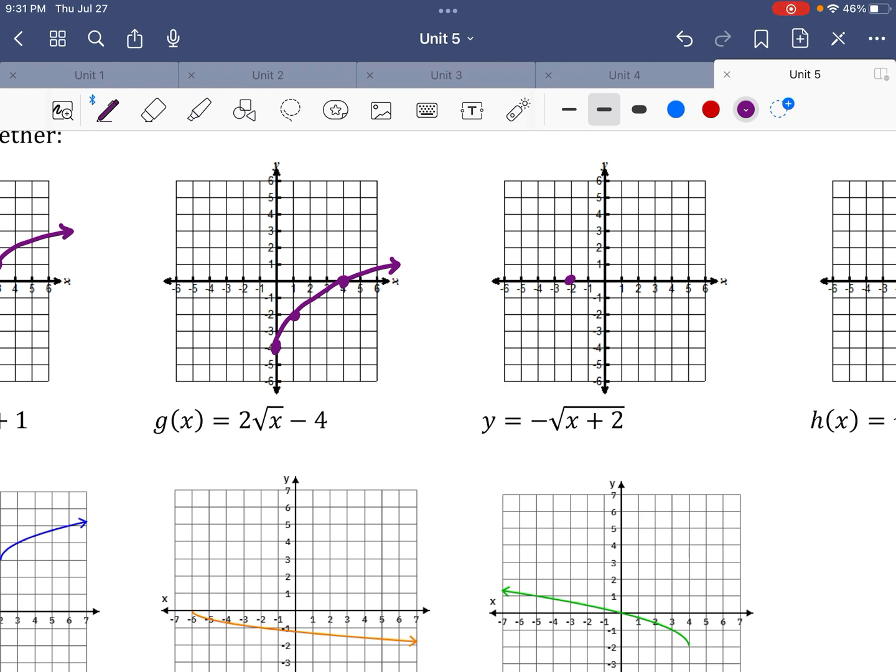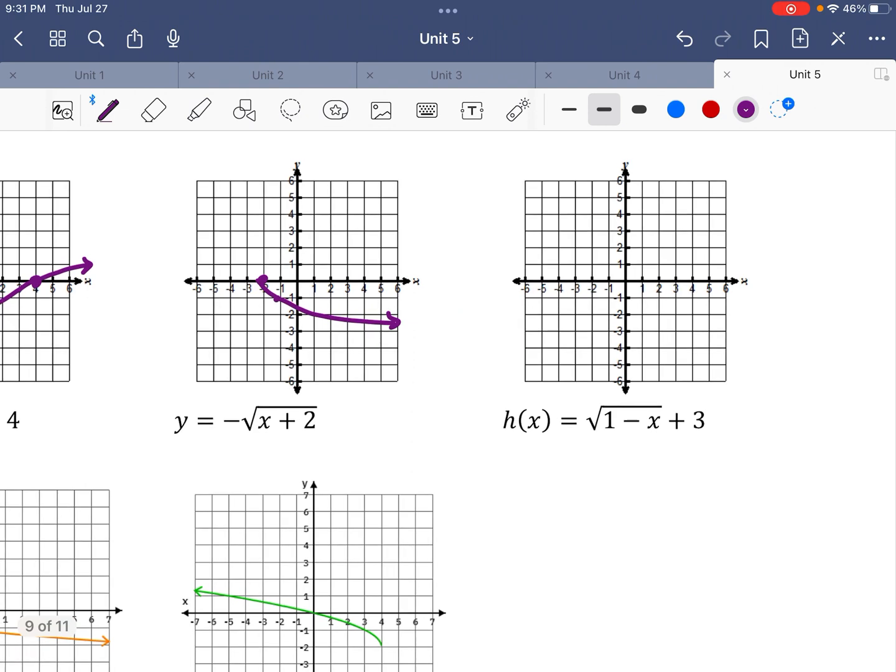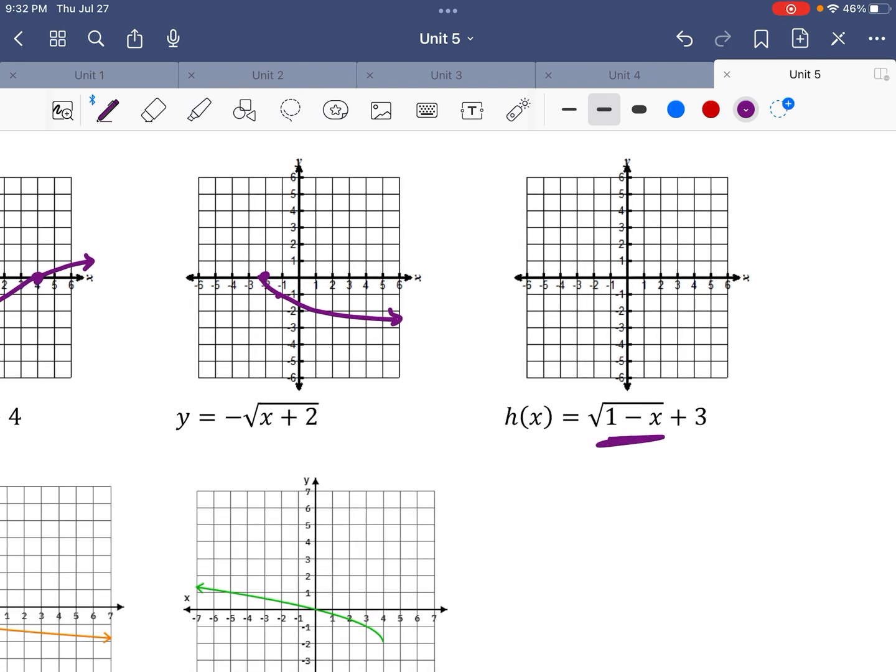And over here, x plus 2, so it moves me to the left 2, but it's going to be a reflection over the x-axis. So down here, no, here. Okay, and this last one here, right here.